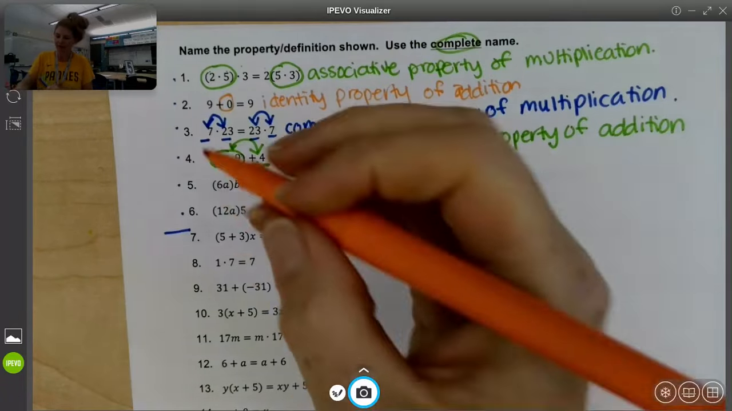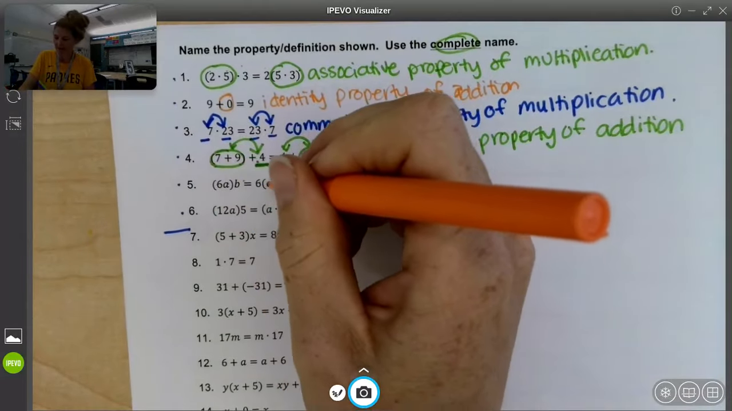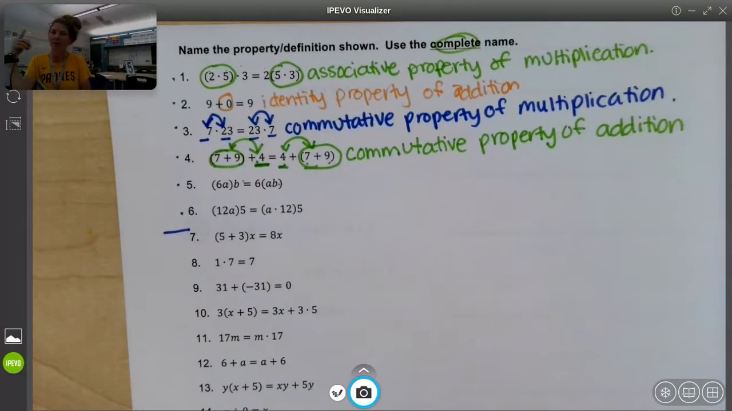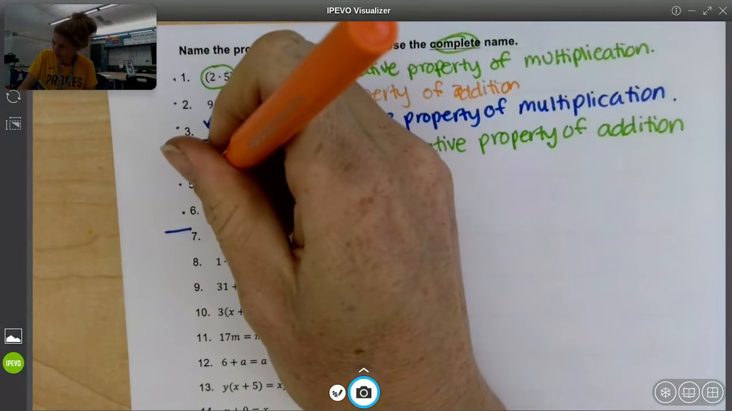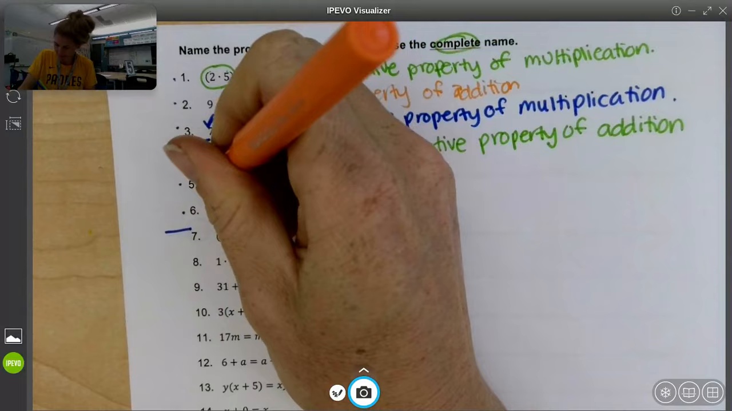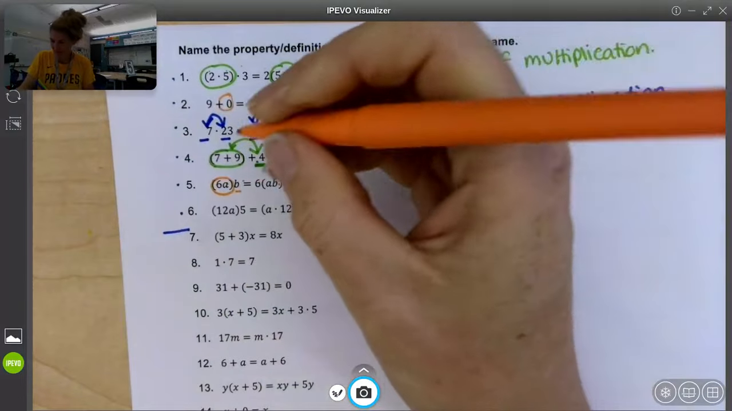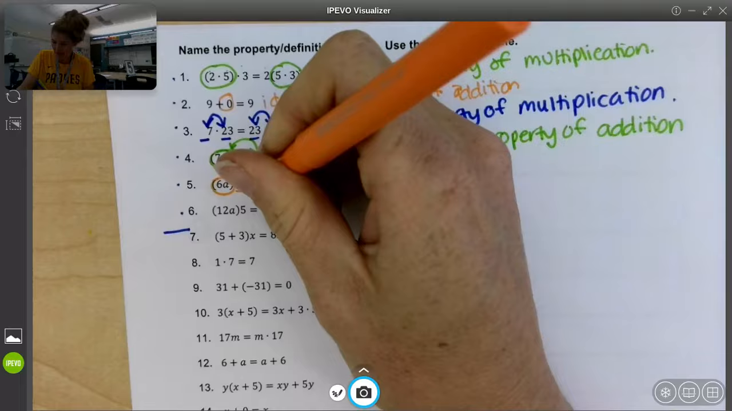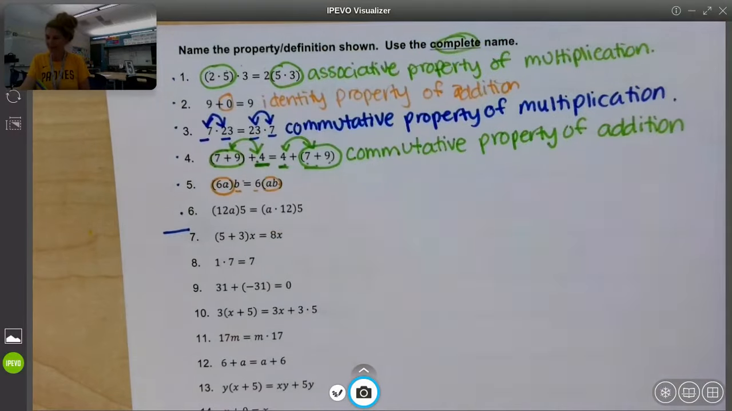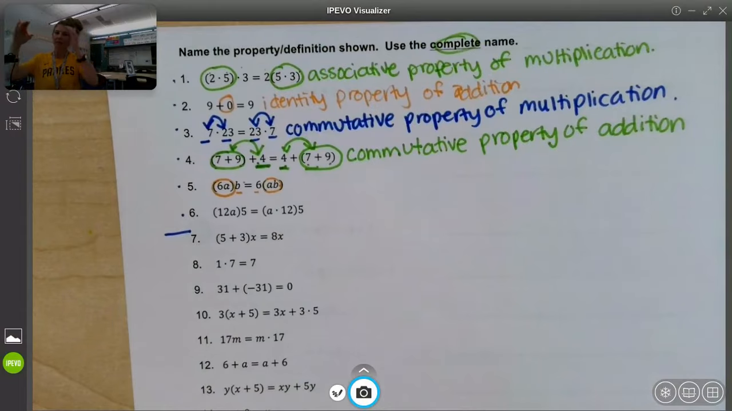Beautiful. Let's look at the next one. Okay, we have 6AB, 6AB. So the order did not change. Let's see if something did change. We have 6A being multiplied by B, and then we have AB being multiplied by 6. So the only thing that moved was those parentheses.